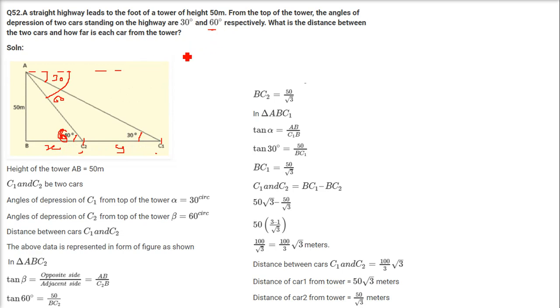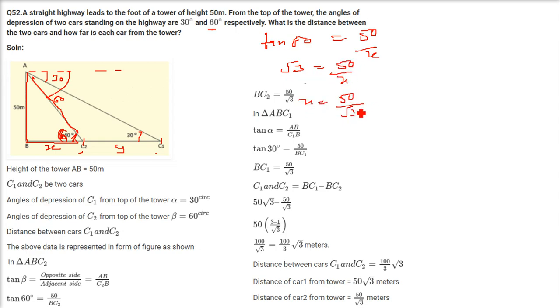So first let us take this triangle, tan 60 degree. Tan 60 degree will be 50 by x. So 50 is perpendicular, x is base. Tan 60 is root 3, so root 3 equals 50 by x. So x will be equal to 50 by root 3. So this is our first thing which we wanted to find out, x.